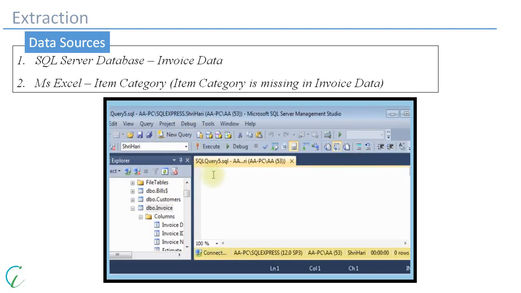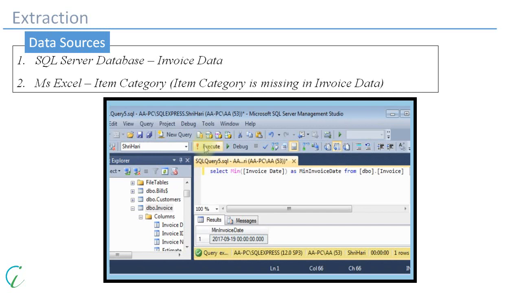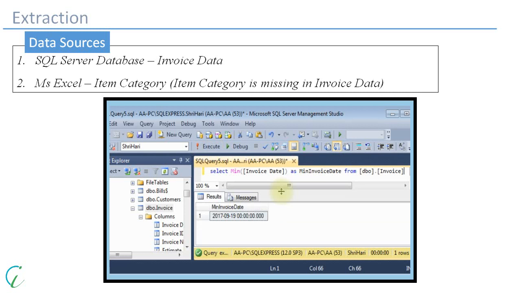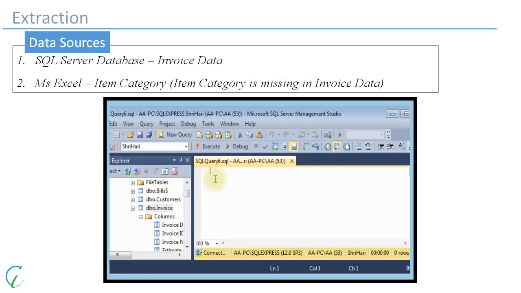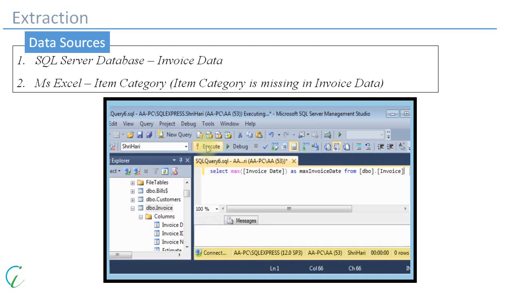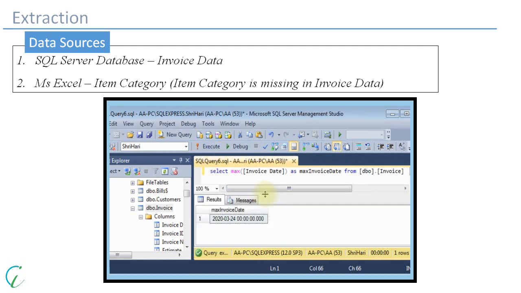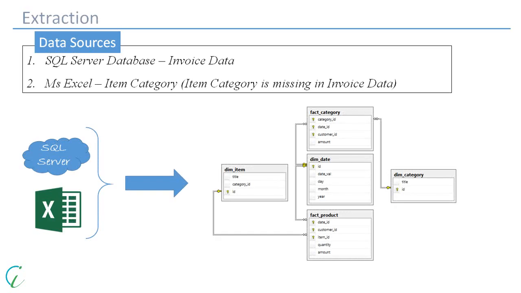If I run a query on invoice data in SQL Server for the lowest date, that is 19th September 2017, and if I run a query for the highest date, that is 24th March 2020, it means we have data for 30 months. Now let us understand what output we need, and based on that we should design our ETL job.